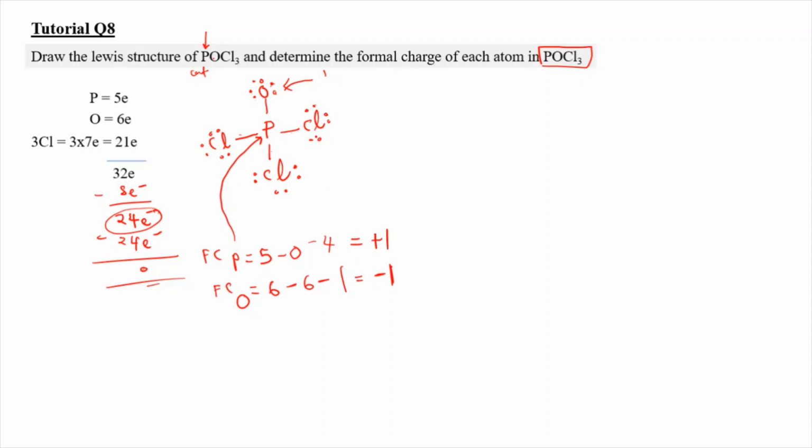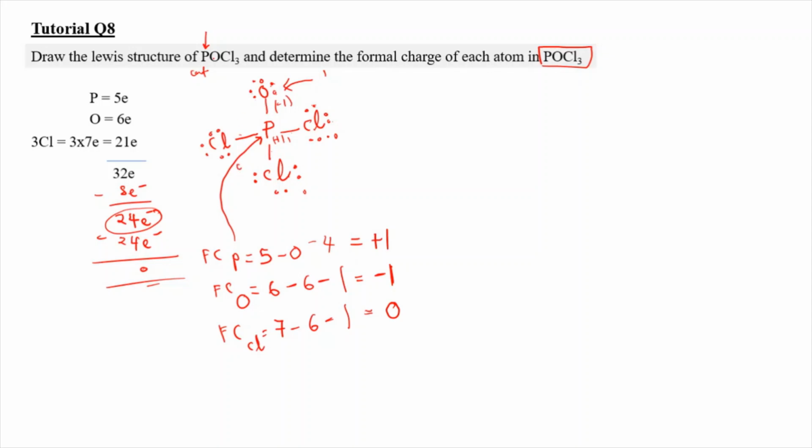And then for Cl, this Cl, this Cl, and this Cl are identical, so you can just calculate it one time. Chlorine will have 7 valence electrons minus 1, 2, 3, 4, 5, 6 lone pair electrons minus 1 bonding pair. So you're going to have 0 formal charge here. Okay, so you're going to have 0, plus 1, and minus 1, and 0, 0, 0.